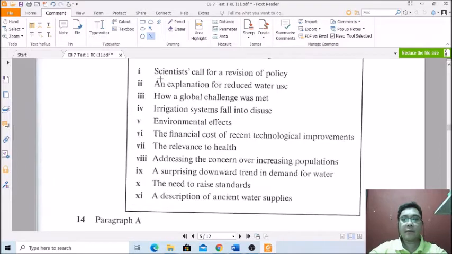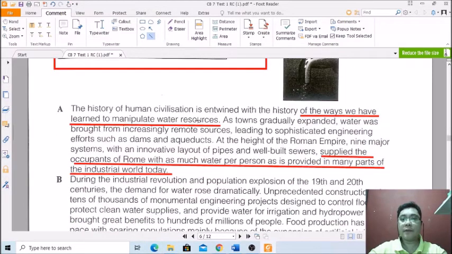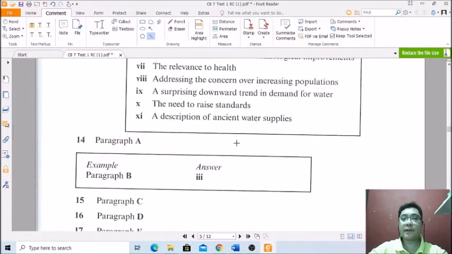Okay, now we try to think about the first one here. Scientists call for revisions of policy. In here we cannot find any paraphrase of the sentence about learning to manipulate water resources, or the Roman Empire. We cannot find that. So again, this is all about paraphrasing. And here it says that at the height of the Roman Empire, nine major systems with an innovative layout of pipes and well-built sewers. We cannot find it.